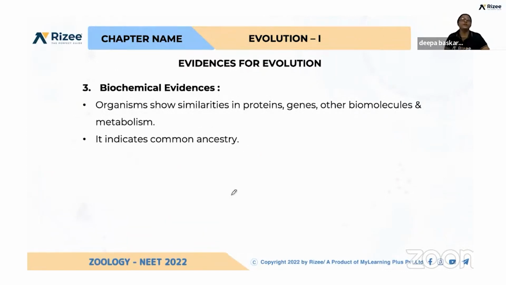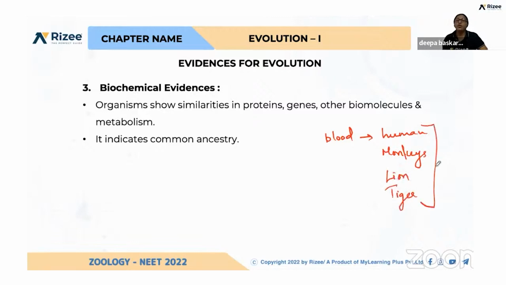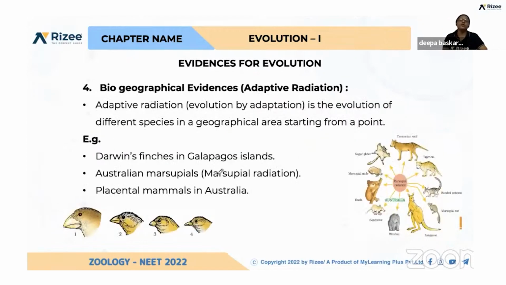The third thing is biochemical evidences. If you collect the blood of different species, like human and monkey, and even lion or tiger, many of the components present in these organisms are the same. Proteins are there, genes are present in the nucleus, and other biomolecules like carbohydrates and fat are there. All this indicates that they came from a common ancestry. And again, the fourth is biogeographical evidence.